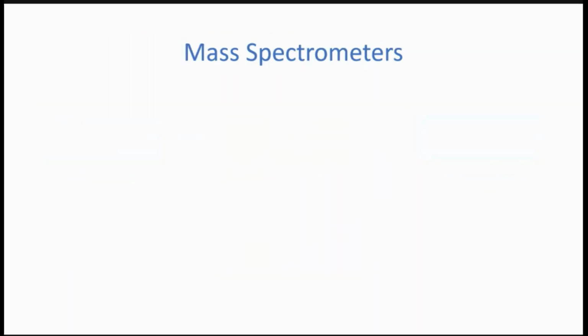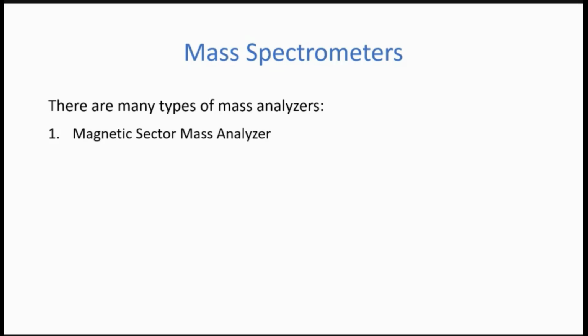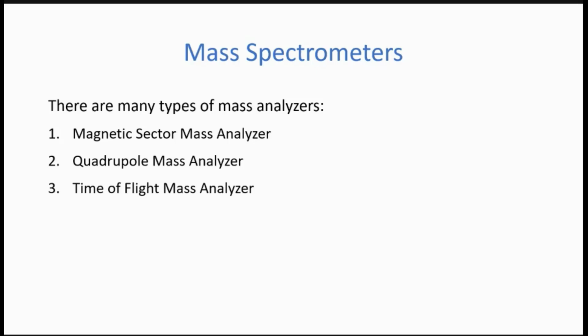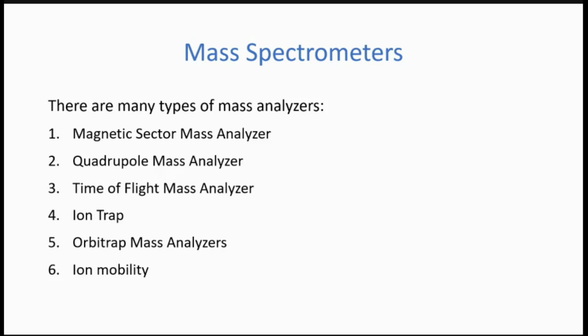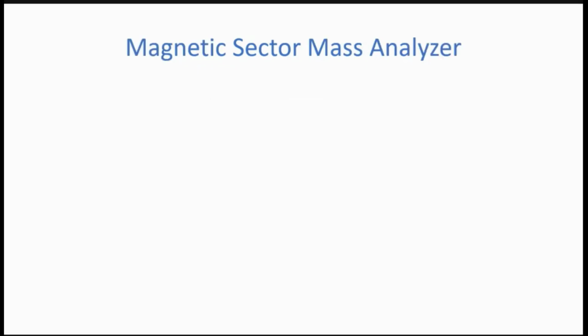Okay, so there are many types of mass analyzers, also known as mass spectrometers. I'm going to go through as many as I can with you, and there's more than I give here as examples. I'm just giving you some of the more common, well-known ones. So there are magnetic sector mass analyzers, quadrupole mass analyzers, time-of-flight mass analyzers, ion traps, orbitrap mass analyzers, and ion mobility mass analyzers. So let's start with the magnetic sector.